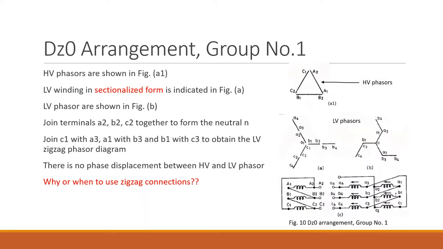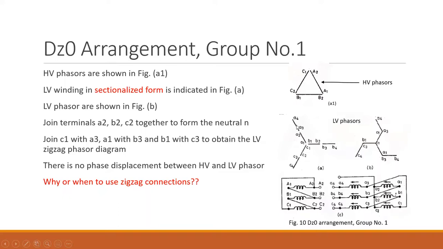Then we have seen DZ0, where Z indicates the zigzag or interstar connection, and the phase displacement between the HV line and LV line is 0 degrees. For delta, it would be like the previous case we have seen. The LV is sectionalized here. Basically the LV winding is shown in sections. Do not confuse it with the tertiary winding. If a tertiary winding were there, the letter 3 would be there. So the LV winding is shown in sectionalized form.